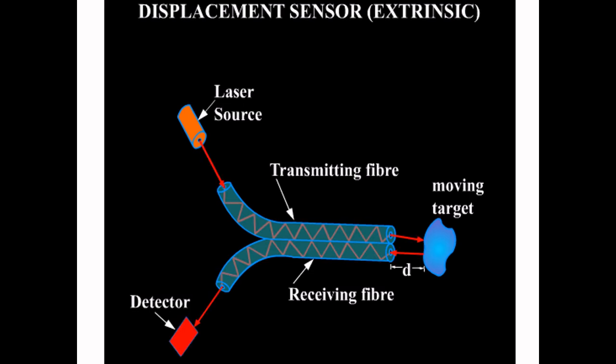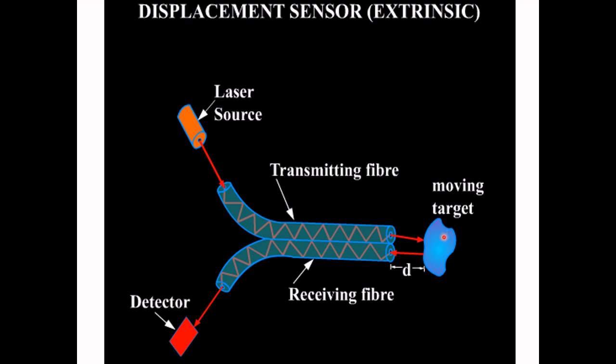So these are the parts of the displacement sensor, also known as the extrinsic sensor. Then we will see the working of this displacement sensor. The light from the laser source is made to focus onto the transmitting fiber. The transmitting fiber transmits the light based on total internal reflection. That light is available at the other end and is made to fall on the moving target. After getting reflected and scattered from the moving target, all the light is collected through the receiving fiber, and the modified light will be available on the other end, where it is detected by the photo detector. If there is any modification, the intensity gets changed, and the modification can be recorded through the photo detector.